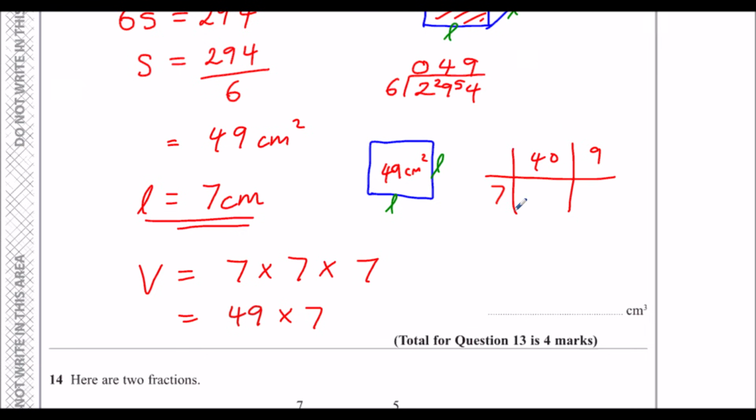It doesn't matter what method you use to do the multiplication, as long as you get the right answer in the end. So 7 4s are 28, add a 0. 7 9s are 63. So it's 280 plus 63, 3, 4, carry over the 1, 343. So the volume is 343 centimeters cubed.